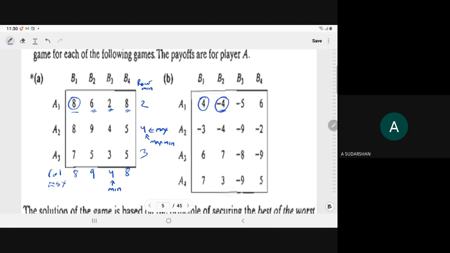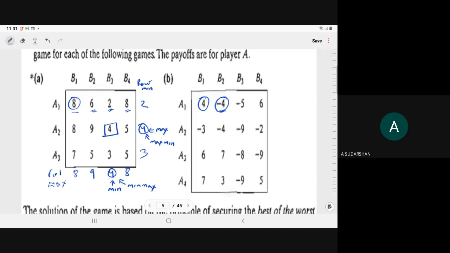Max min means maximum of the minimum, best of the worst. And here the 4 is what? It is the min max, meaning minimum of the maximum losses. It is the maximum of the minimum gain, and here we have the minimum of the maximum loss. So whenever we have this unique 4, their intersection will be the saddle point. So the saddle point will be 2 comma 3.